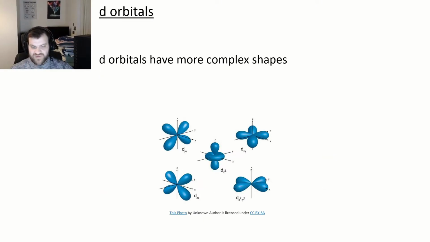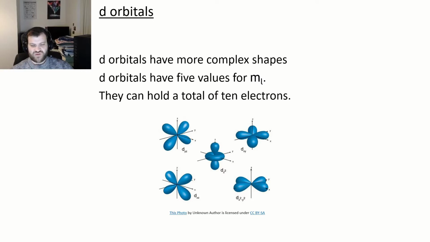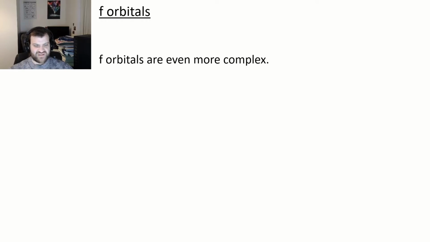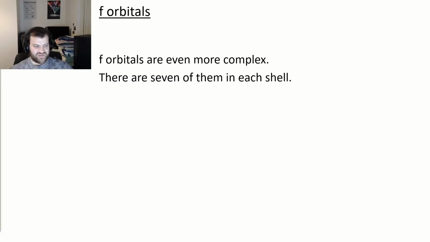For our d orbitals, they have a more complex set of shapes, and we have 5 different versions because we had 5 values for our magnetic quantum number. We've got 5 orbitals, each containing 2, so these will hold a total of 10 electrons. When it comes to our f orbitals, these are more complex. There's 7 of them in each shell, which means they'll hold a maximum of 14 electrons.